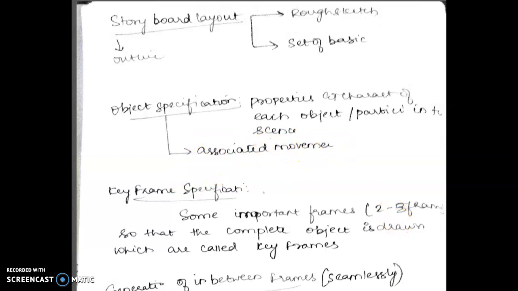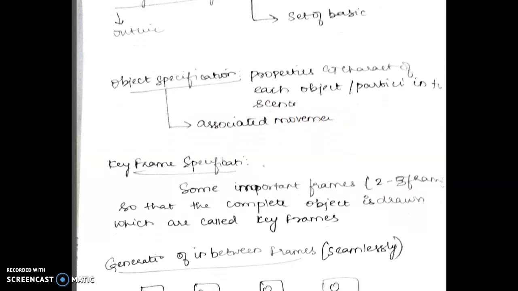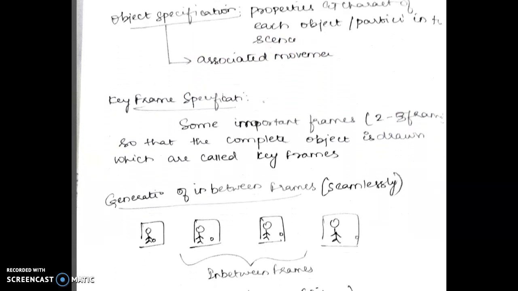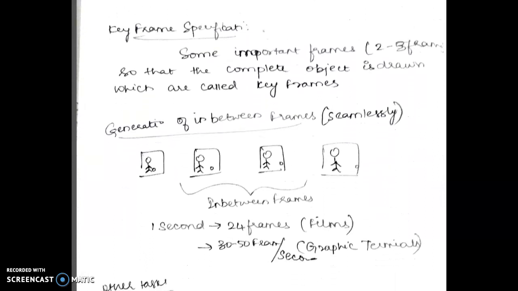Okay. So the next thing is keyframe specification. We saw what frames are. Like this is one frame and this is another frame. These are also frames. Key frames are some important frames, that is 2 to 5 frames, that will be initialized before any generation of in-between frames. So these are very important things.